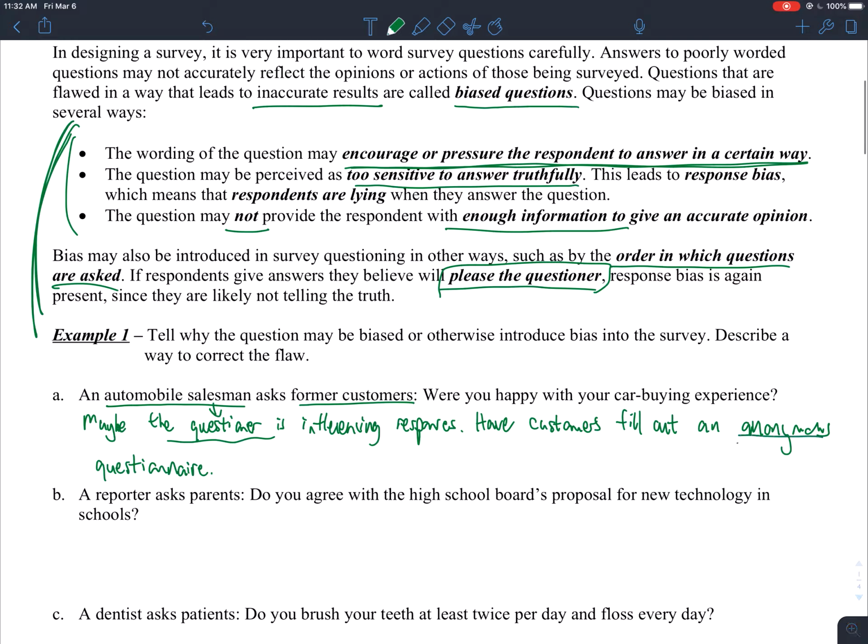Usually anonymity fixes a lot of problems in surveys. So I can give an honest answer without fearing that I look bad or that I'm going to hurt someone's feelings or something like that.